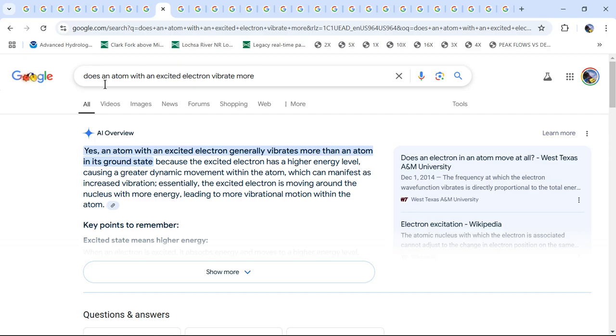How about this one? Does an atom with an excited electron vibrate more? You know what I mean? Because I just wanted to know from a Newtonian perspective, does it actually move more? And yes, because the electron is in a higher energy state, dynamic environment, more vibration, sweet.